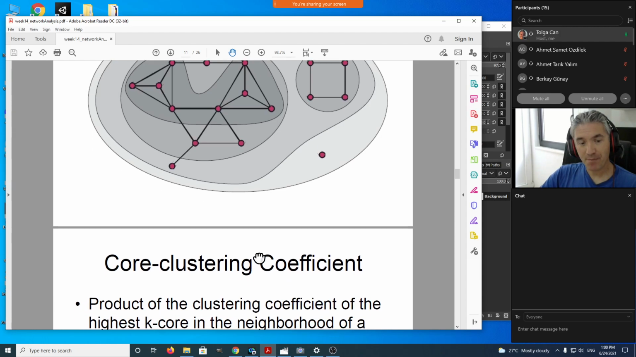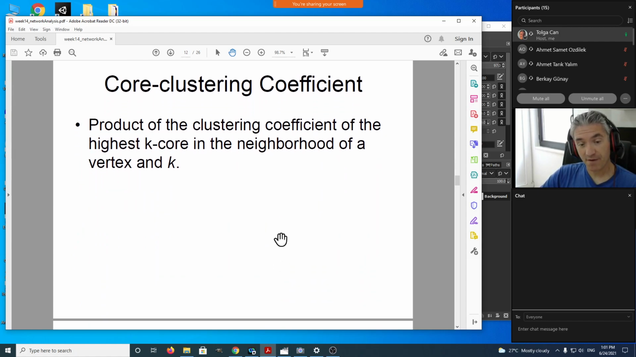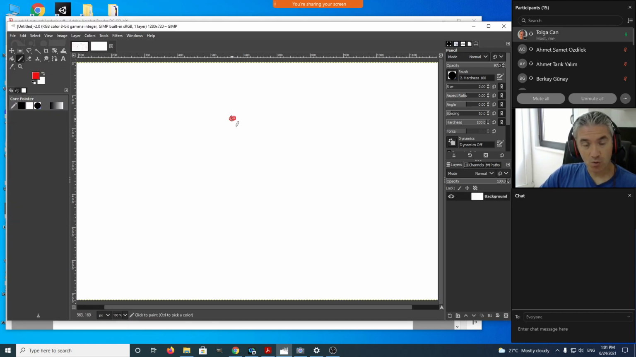And the M-code algorithm, as I said, computes this k-core clustering coefficient for every node, and it works like this. It starts with the highest core clustering coefficient node in the network, and then it uses this as a seed node.